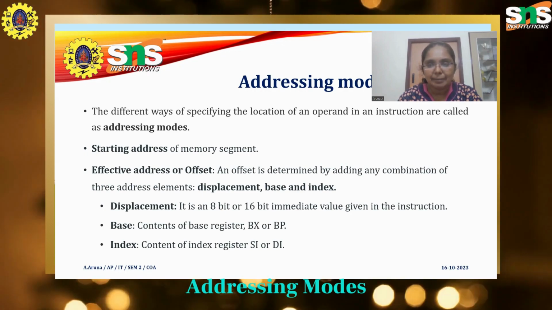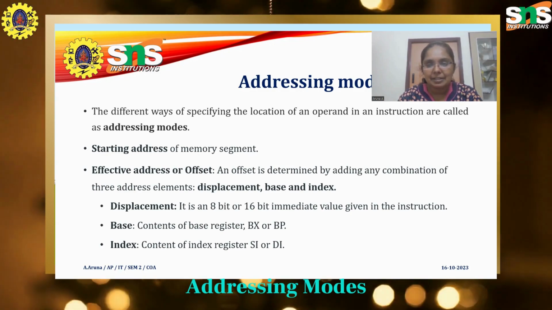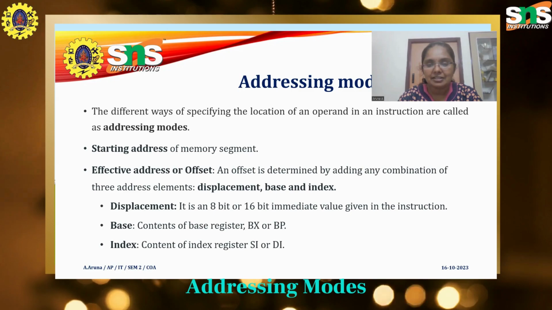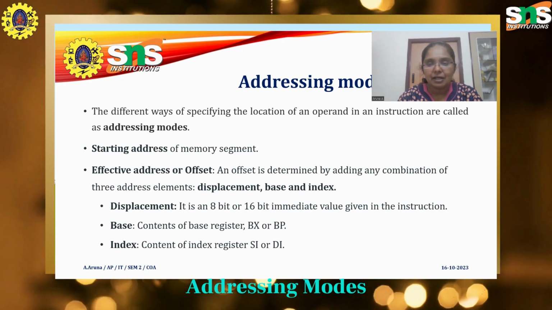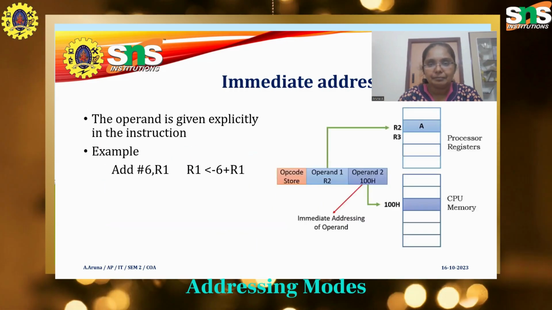Base is nothing but it can be represented by BX or BP. It is the content of the base register. Similarly, index can be represented by SI or DI. It is the content of the index register. So while adding these three things, displacement plus base plus index, we get the effective address or the offset of the particular instruction. So your addressing mode can be represented. This is nothing but the different way of specifying the location of the variable or an operand.